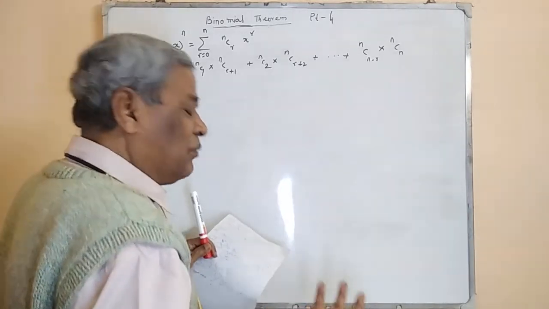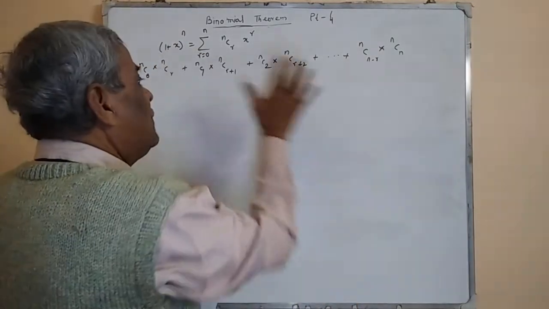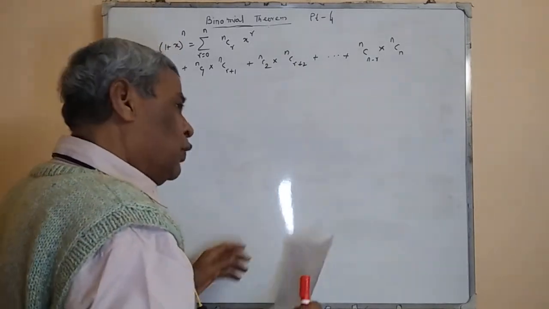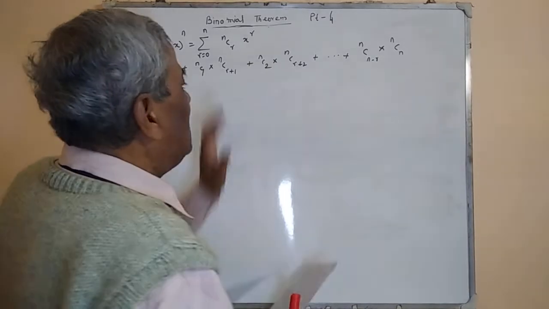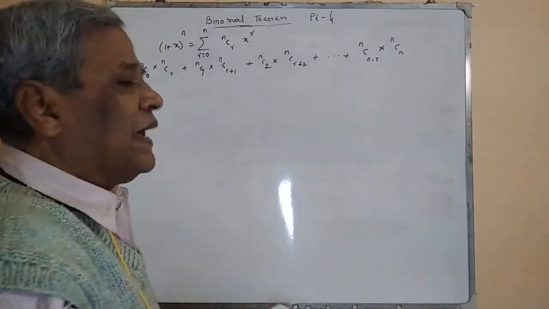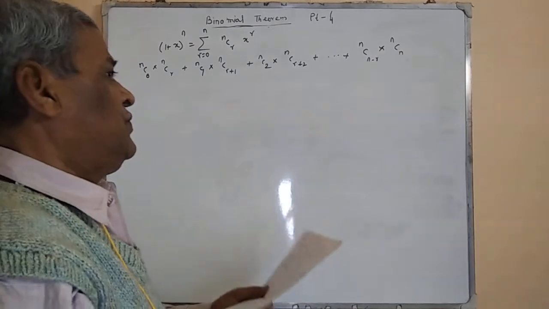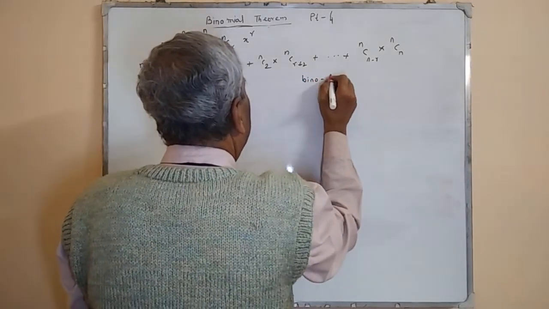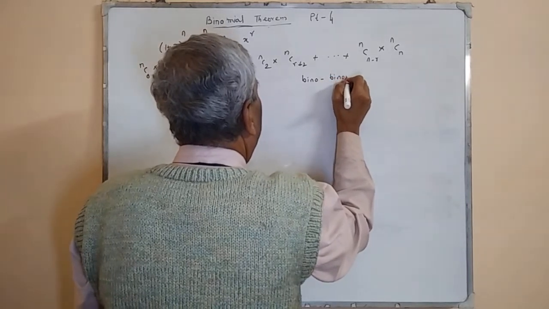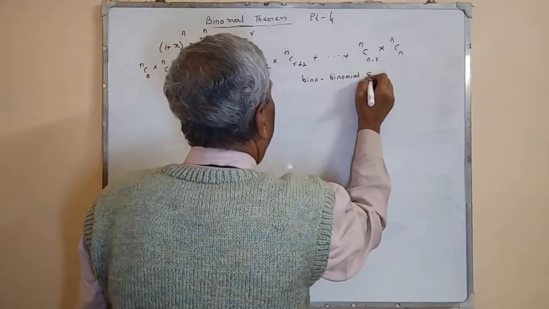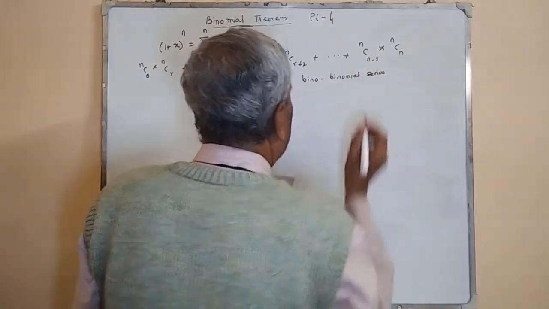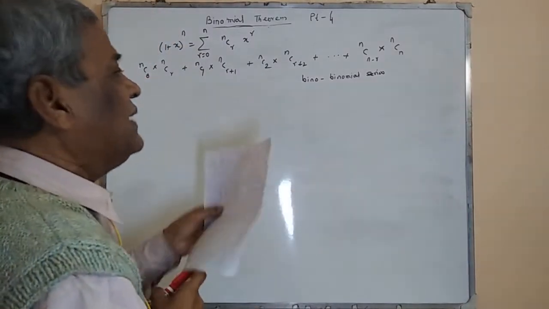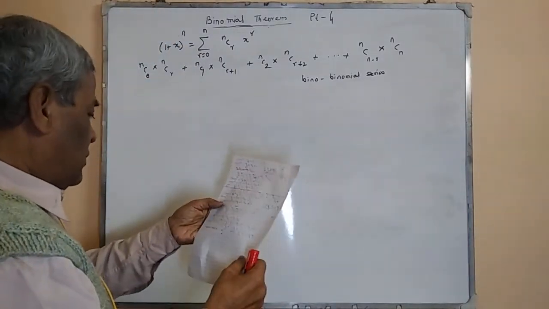Maybe there are some series where one is increasing and the other is decreasing. In both cases, this type of series is called a binomial series. Very easily we can obtain that, mind that. How?